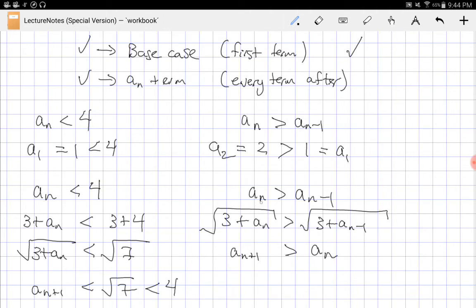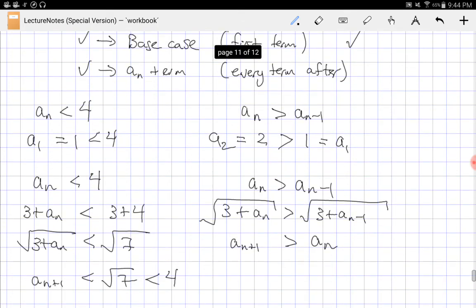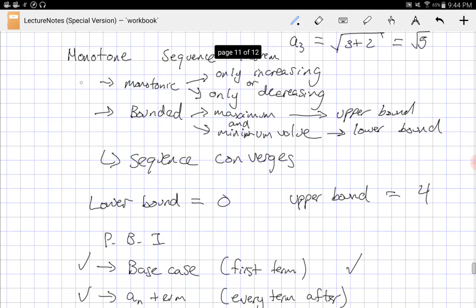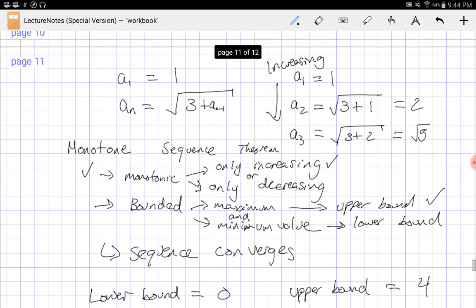So we're saying here that if the current term is greater than the previous term, then the next term will be greater than the current term, which indicates an increase in the value of the terms, which indicates that it's an increasing sequence. And so now we've proven that it's monotonic because it's only increasing, and we've proven its upper bound. The lower bound we can also prove by induction. And so by the monotonic sequence theorem, we can say that this sequence converges.